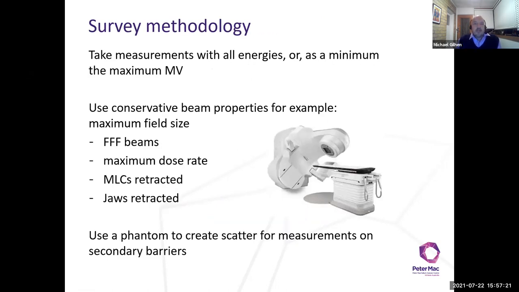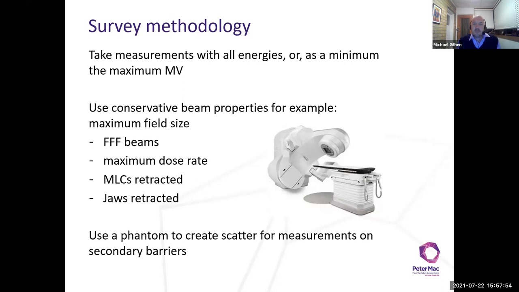Now, your methodology is going to be very different, and this is where you need to sit down and work out exactly what type of radiation source you have and how best to take the measurements from it. So we're all about LINACs during this session. When we are doing a radiation survey around a linear accelerator, we need to think, how are we going to test the effectiveness of the shielding?